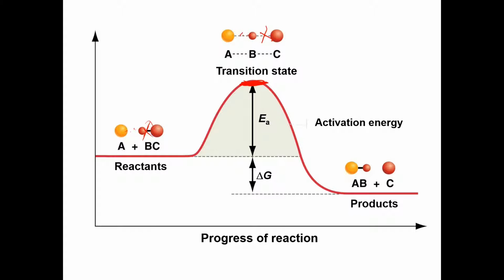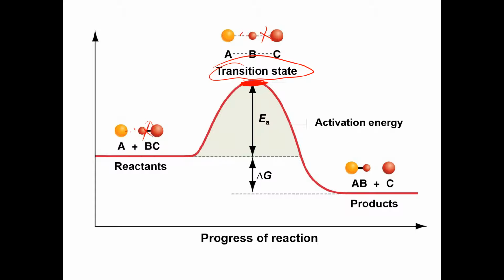So the reaction would reach what we call the transition state, where you're in the middle of breaking bonds and forming new ones. This would take a tremendous amount of energy to reach this level of activation energy. But once it's reached, the reaction rolls downhill, and you'll end up with your product, AB plus C.